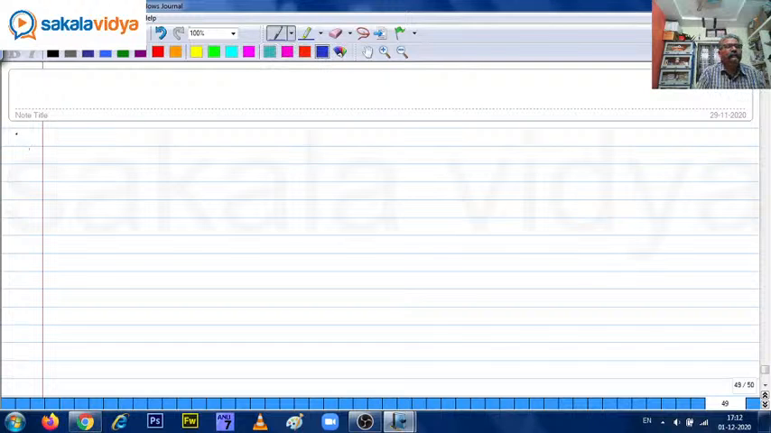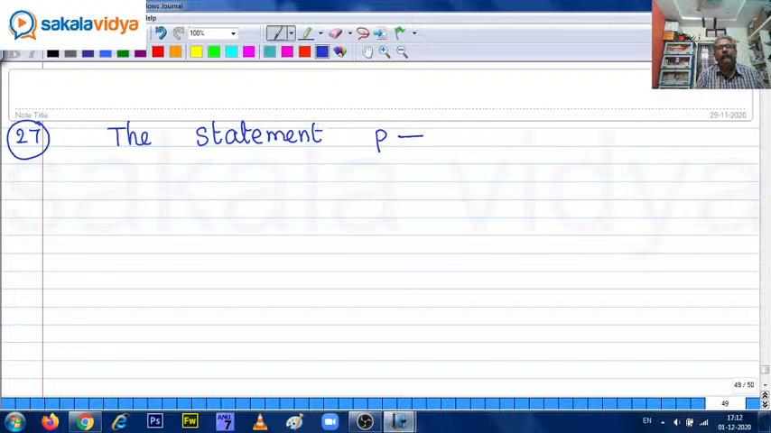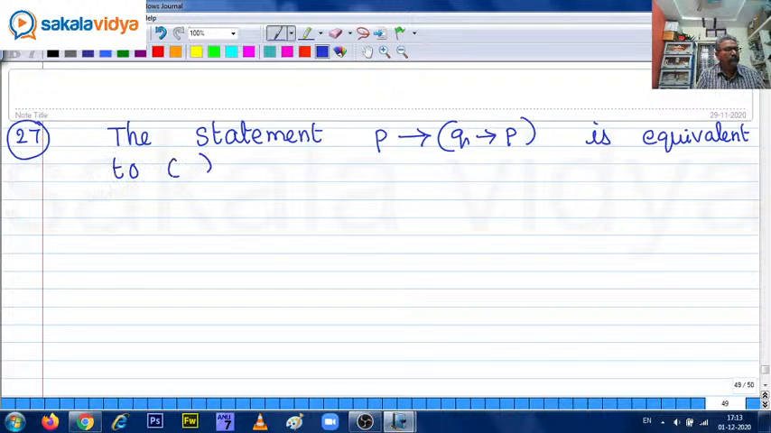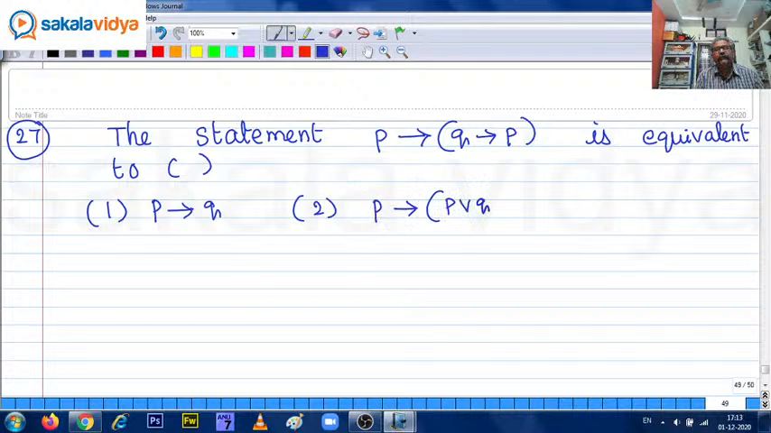Now the 27th question. The statement P implies of Q implies P is equivalent to: first option P implies Q, second one is P implies P or Q, third option is P implies of P implies Q, fourth option P implies P and Q.